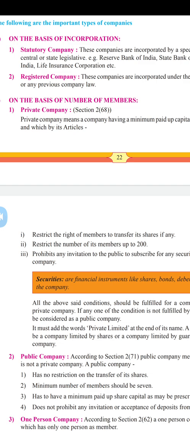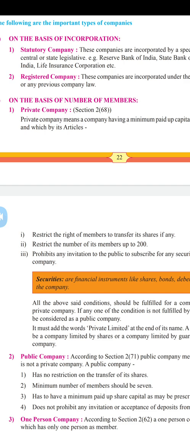Then the third type is one person company. A one person company is a company which has only one person as a member. One person company was introduced by the Companies Act 2013. The liability of that person is limited to the extent of his capital. That's why it is a better form of sole proprietorship concern, as the liability of a sole proprietor is unlimited. One person company is a private limited company and has to fulfill all the formalities of a private company.